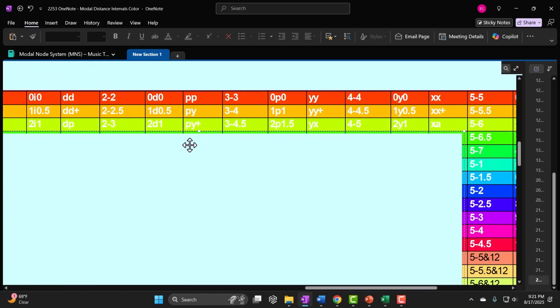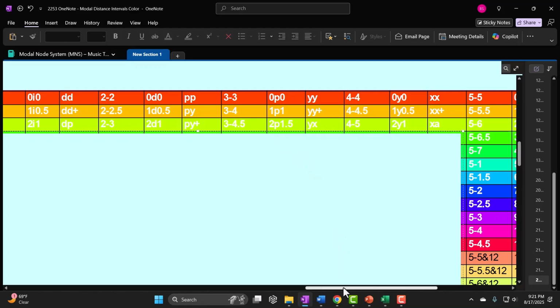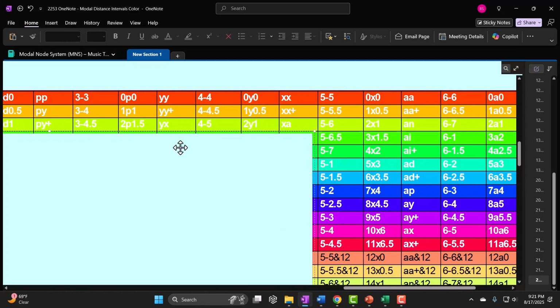If we thought about it by scale degree, a PY, it's going to be a PY plus, meaning it's going to land us in the Lydian Ocean if we start and go the same distance from the Phrygian. So it's going to be a 3 to a 4.5 modal range. It's going to be a 2 note away from the Phrygian, 1.5, landing us in the ocean. If I start on the Lydian, it's going to be a YX modal range, a 4-5 modal range, meaning 2 notes away from the Lydian first modal half step, which would be the second scale degree.